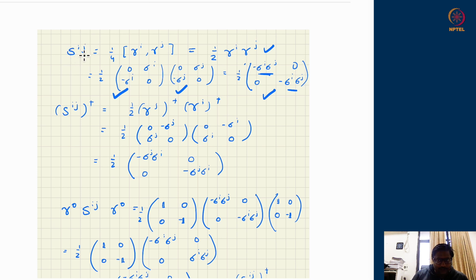For example, S12 will be minus sigma 1 sigma 2, 0, 0, minus sigma 1 sigma 2. Similarly for sigma 2 sigma 3 and sigma 3 sigma 1, and the remaining entries are minuses of each other. Again, you can see that it is also Hermitian. You take the dagger, you will see that it will come back to itself.